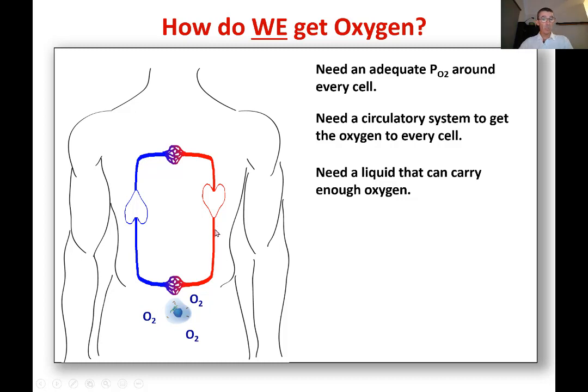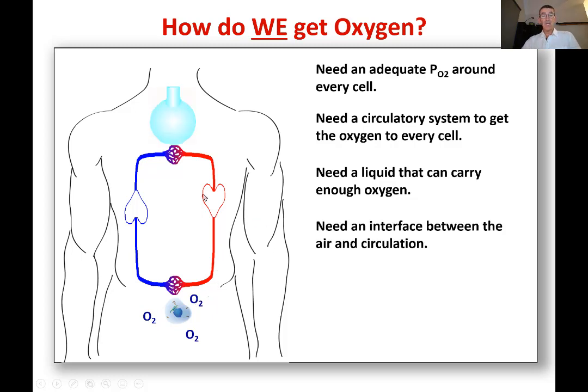The liquid in that circulatory system needs to be capable of carrying oxygen. If you just have water in there, you can't fit a whole lot of oxygen into water. So the circulatory system is filled with blood, which contains hemoglobin, which is very good at carrying oxygen down to the cells. That blood supply needs to be exposed to an interface where it's constantly seeing fresh air. We're bringing fresh air in from outside, and the oxygen can diffuse into the blood at this end, carried with the hemoglobin, and diffuse out at that end.